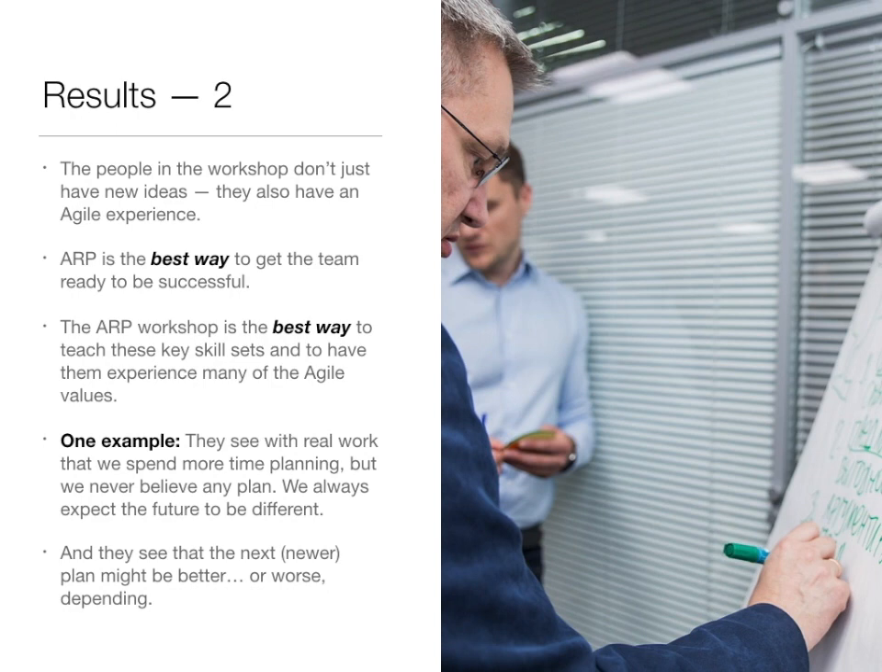So they see in the real work that in Agile we spend more time planning, but we never really believe in the plan. We always expect the future to be different, and they see that through this exercise. They all see that the next plan is going to be different, and we're going to have one probably every sprint. It can be better, or if conditions lead that way, it might be worse, but in any case more accurate. And therefore the team and the managers around the team can make more accurate decisions about what to do about the project at this point, given the new information.